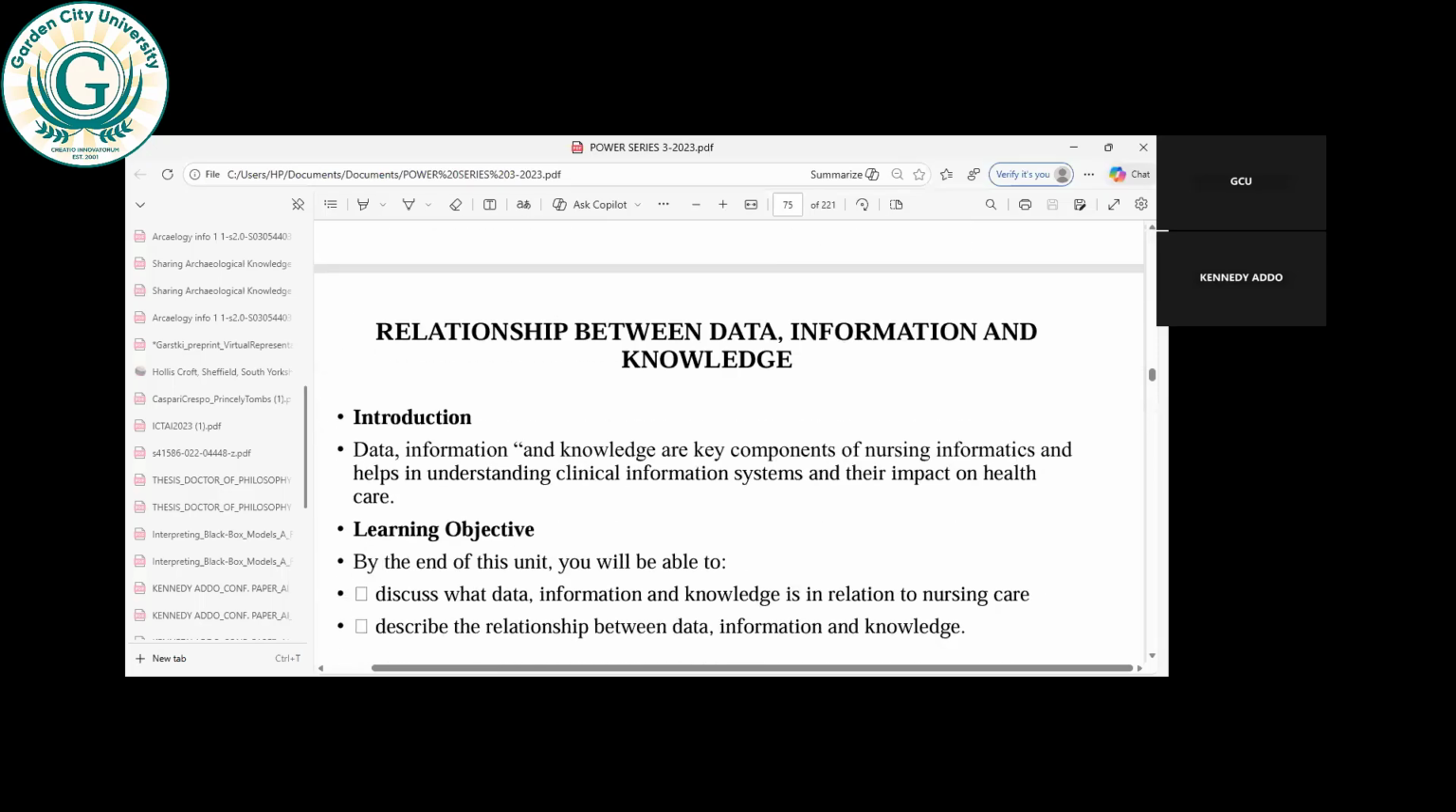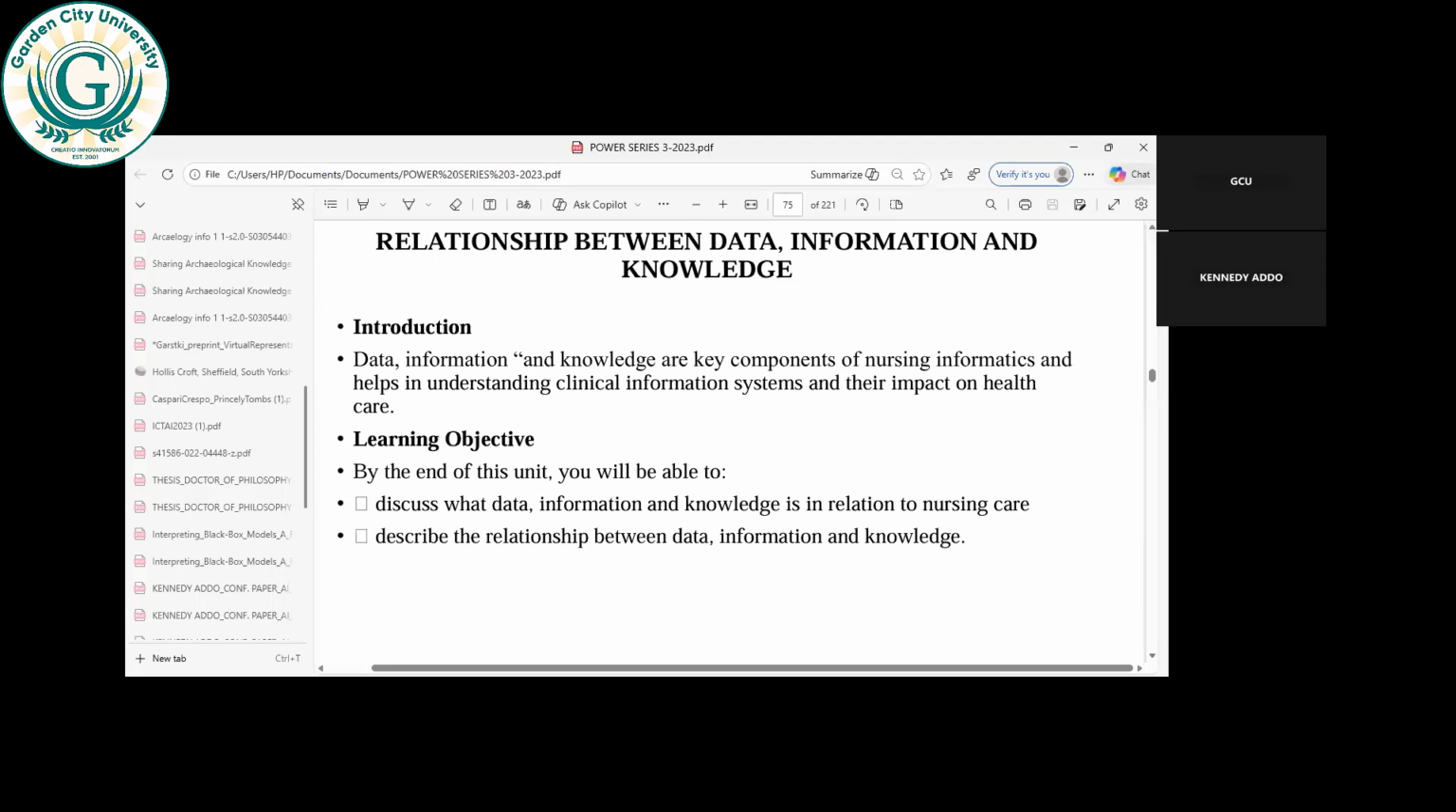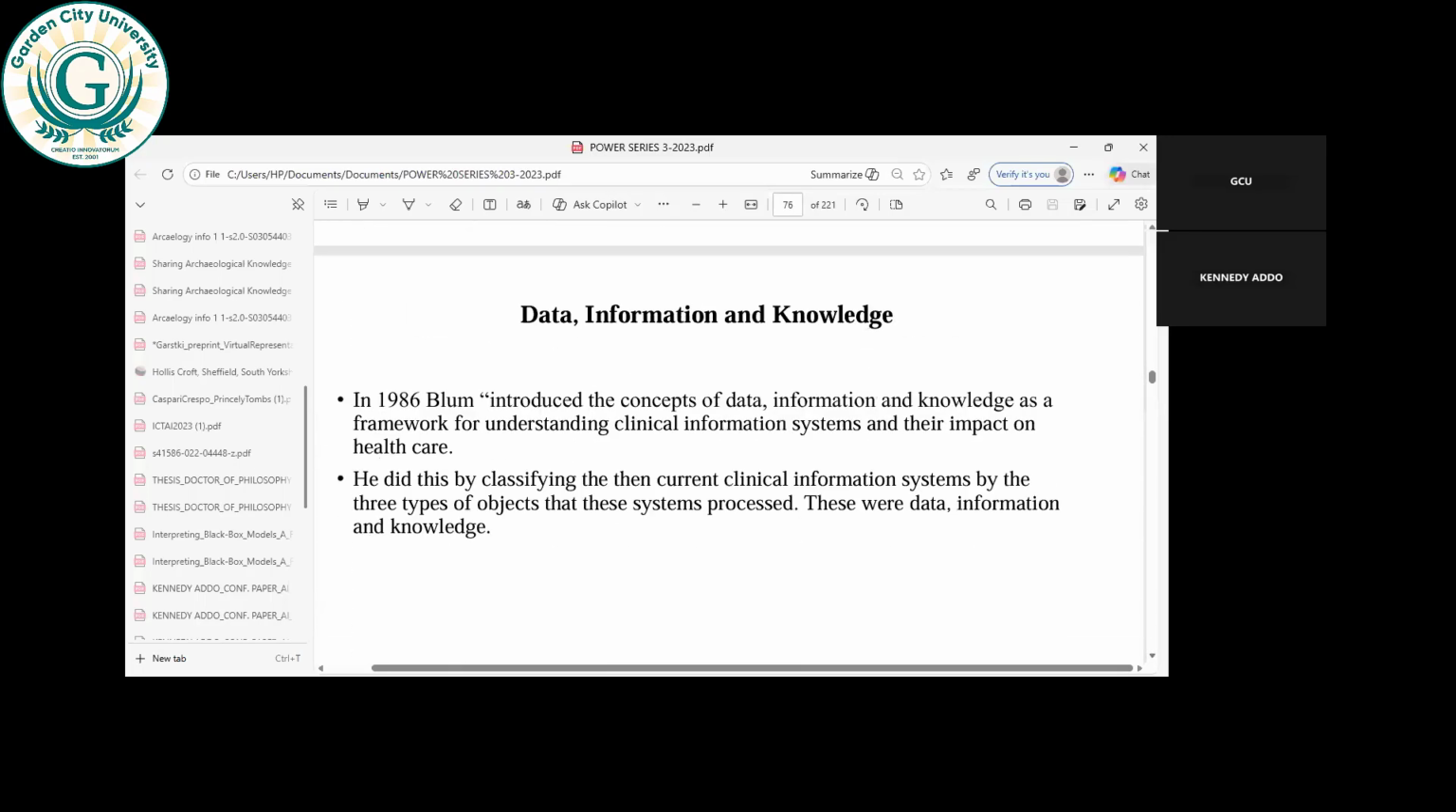So let's look at the relationship between data, information, and knowledge. That is where you don't have any question. Right. Now, what is the difference? What is data? Data, information, and knowledge are key components of nursing informatics, and they help in understanding clinical information systems and their impact on healthcare. So by the end of this session, students should be able to establish a clear relationship or linkage between or among data, information, and knowledge. Then you describe the key relationship.